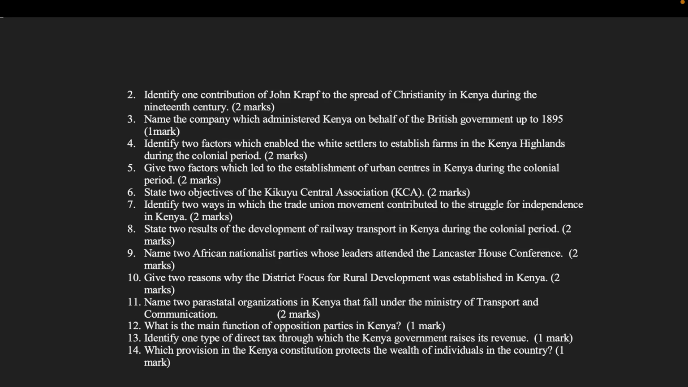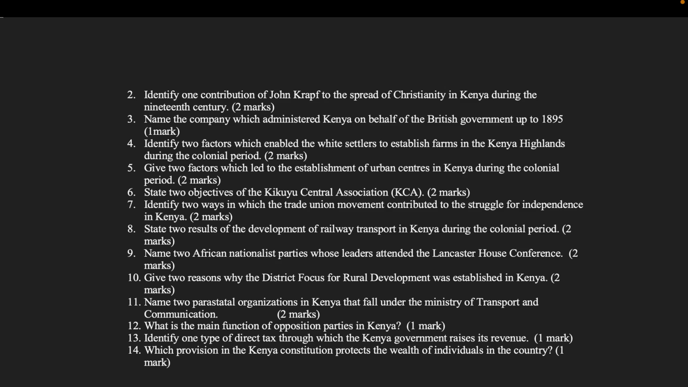Encouraged the coming of settlers to Kenya. Promoted interaction between different African communities. Provided a source of revenue. Opened up the interior. Led to the development of industries. 10. Name two African nationalist parties whose leaders attended the Lancaster House Conference in London.